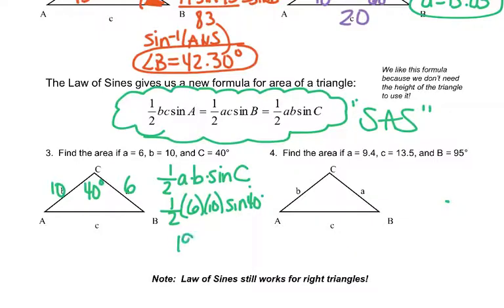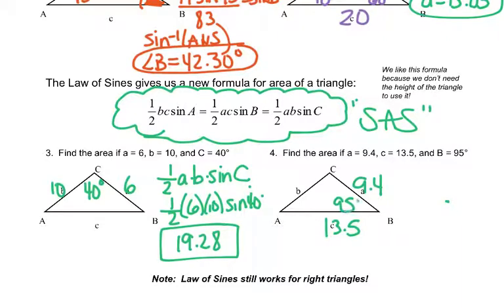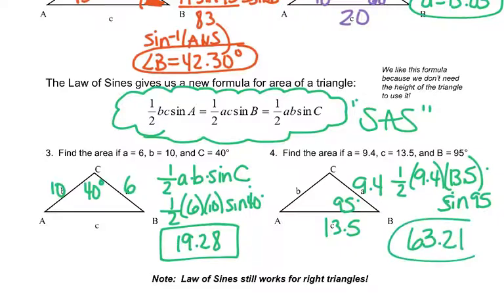And that turns out to be, when I type it in my calculator, 19.28. Done and done. It doesn't even matter what the decimals or anything are. 9.4, 13.5, 95 degrees. Side angle side again. So it's 1/2 the side times the side times the sine of the included angle. And if you type that all in your calculator, 63.21. You do need to know that for the test.